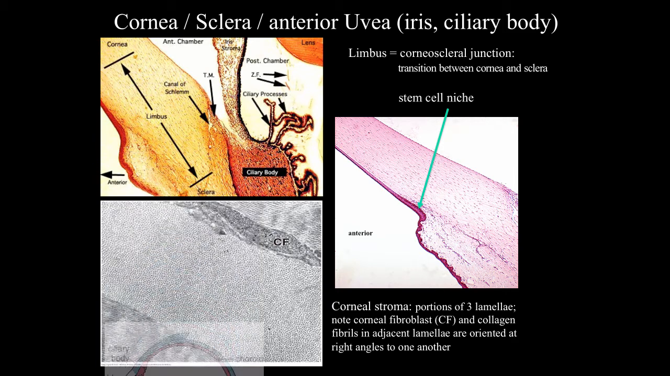The corneal stroma, there are, as we said, multiple lamellae in the corneal stroma, and this electron micrograph just shows portions of 3 lamellae. You can note a fibroblast here at the arrow, and these collagen fibrils that are running at right angles to each other, thus giving the cornea its transparency because of the regular arrangement of these collagen fibrils.